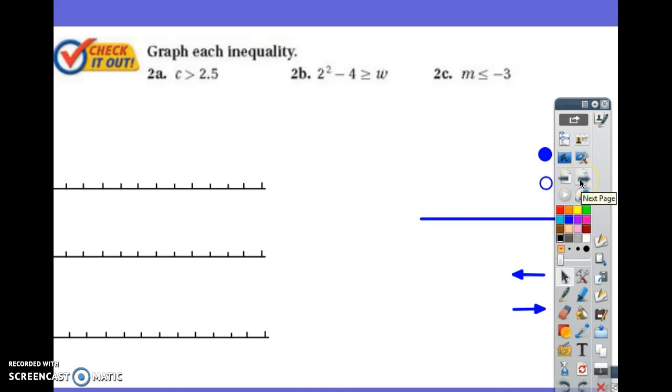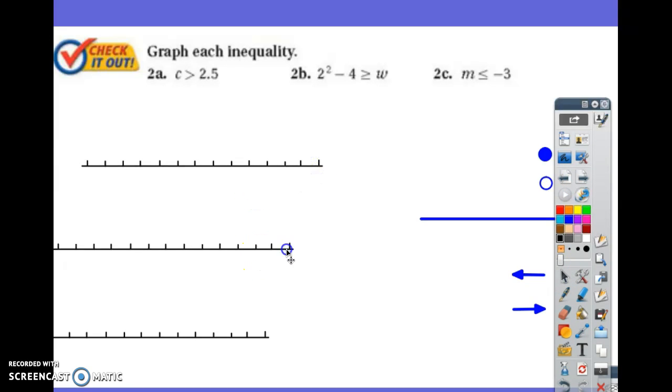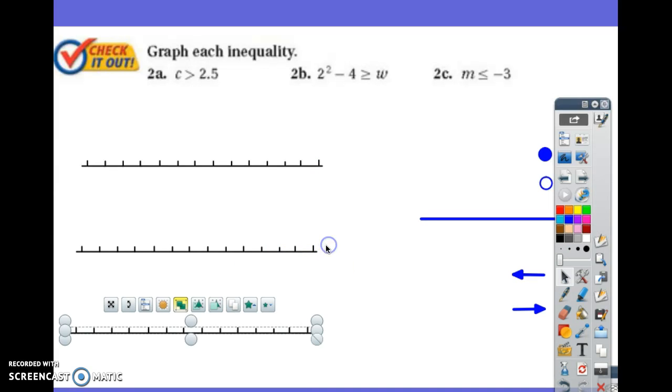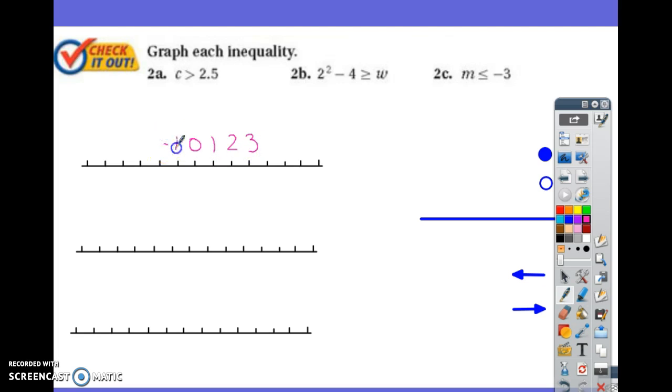Okay, so now let's talk about graphing a little bit. I have these slid off so I can bring these out here. So we have our first inequality, C is greater than 2.5. C cannot be equal to 2.5, so therefore we need an open circle. First we need to actually label our graph. Let's do 0, 1, 2, 3, negative 1, negative 2, negative 3.